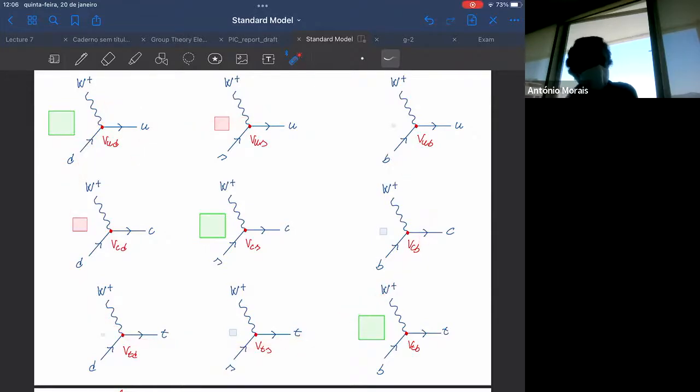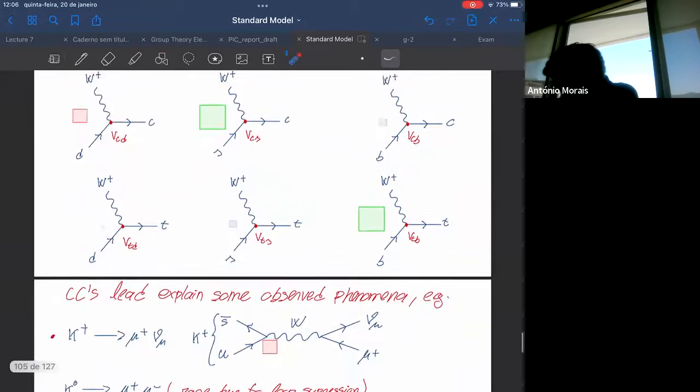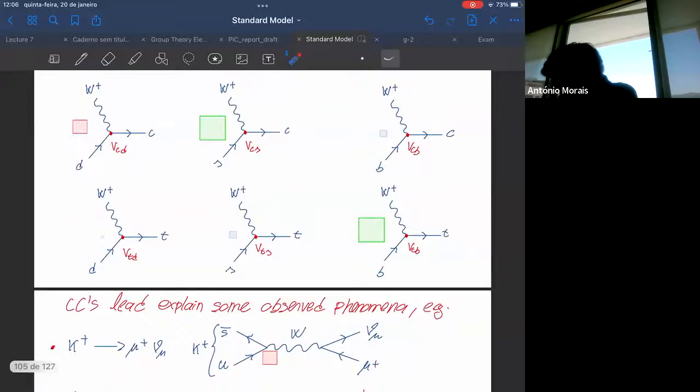And how can you detect these effects? For example, this is one of the possibilities. So these charged currents led to some observed phenomena. For example, kaon decay into muon and neutrino. Can you see, João? I don't want to show everything that I have below, so that we focus on one by one. So here you see. This process is measured, and this was one of the first ones being measured, if I'm not wrong.